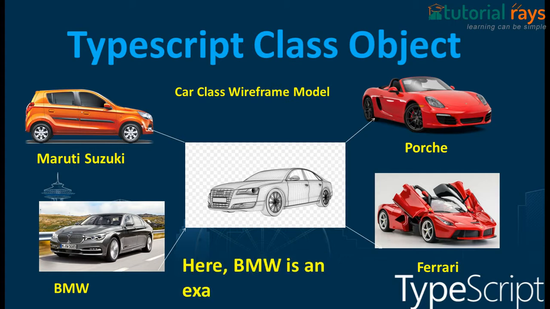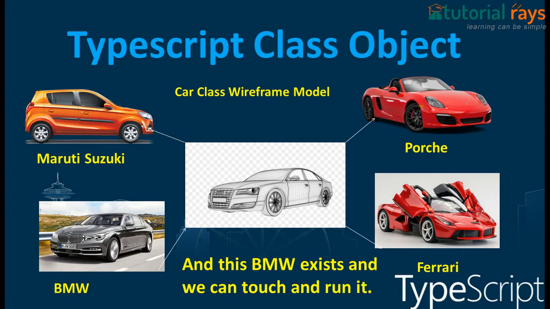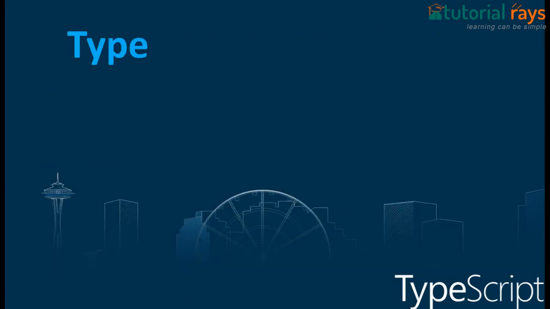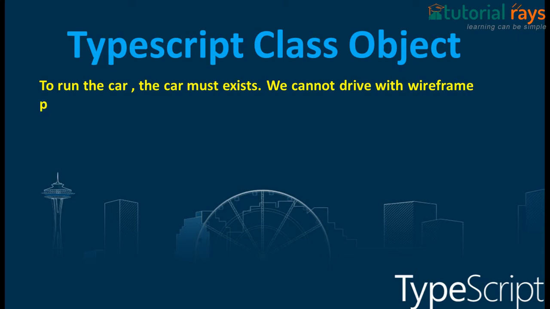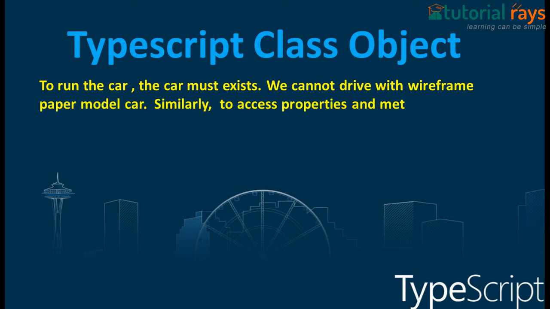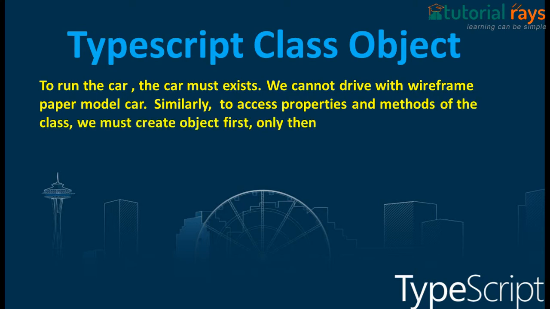So here BMW is an example of the car class, and this BMW exists and we can touch and run it. To run, the car must exist. We cannot drive a wireframe paper model car. Similarly, to access properties and methods of the class, we must create an object first. Only then can we access its behavior and properties also.